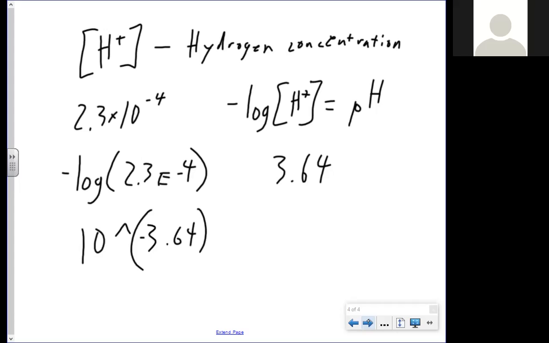Okay. Well, we'll practice some. But we got one more thing we got to do before we practice. Because what if instead of doing this, I give you this? This guy is called the hydroxide ion concentration.